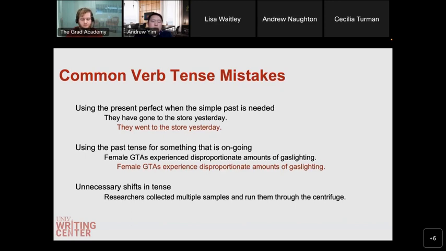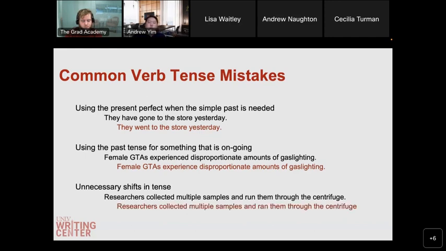Same with the second sentence, right? The difference between experienced and experience. There's a very big difference in how someone in your audience is going to interpret the information. If I read female GTAs experienced amounts of gaslighting, it makes it sound like it happened in the past, is maybe no longer an issue, versus, right, female GTAs experience gaslighting today, something that's still going on presently. So these are things that we really want to consider moving forward.